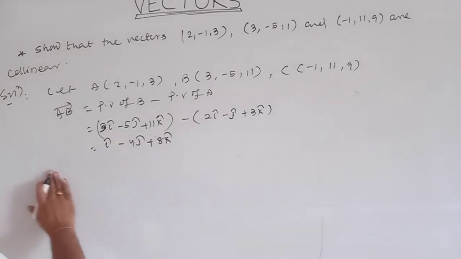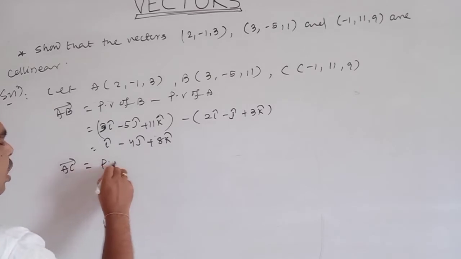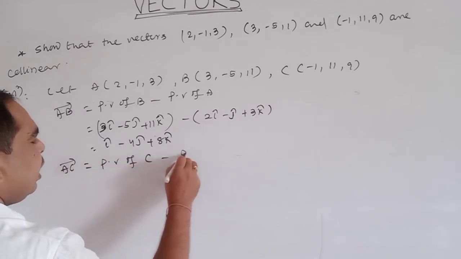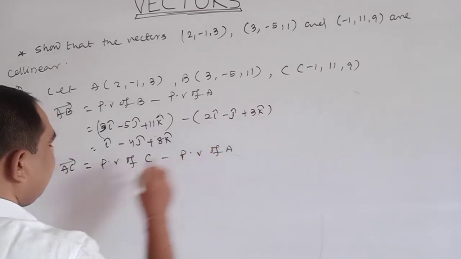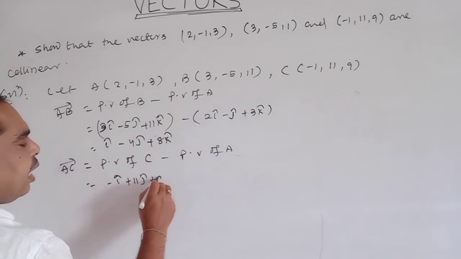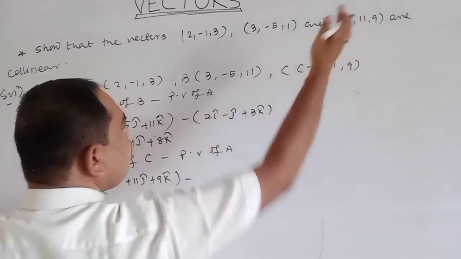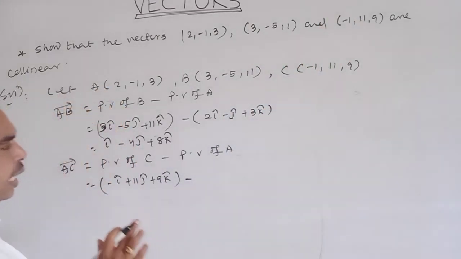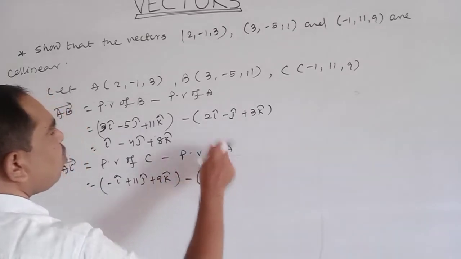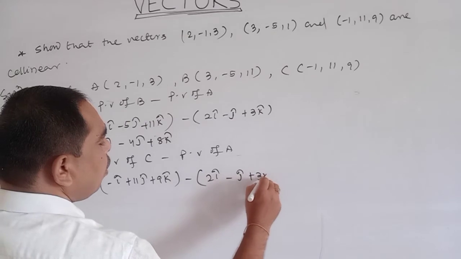Next one, AC vector. So AC vector is equal to PV of C minus PV of A. PV of C means minus i cap plus 11 j cap plus 9 k cap, minus PV of A, which means 2 i cap minus j cap plus 3 k cap.